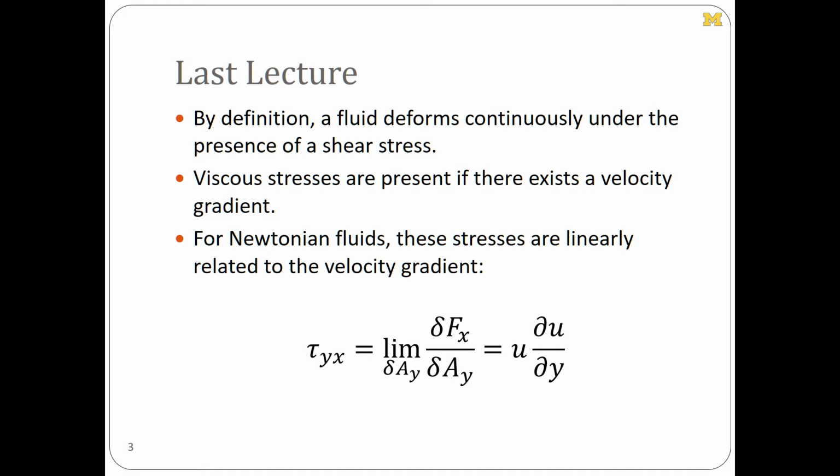That is to say, if a fluid has a velocity in one direction that's changing in another direction, for example, velocity along the x-axis, or u, that changes in the y direction. That's because particles move relative to one another, and that sliding past one another creates shear stresses between them. For Newtonian fluids in particular, these stresses are linearly related to the velocity gradient.